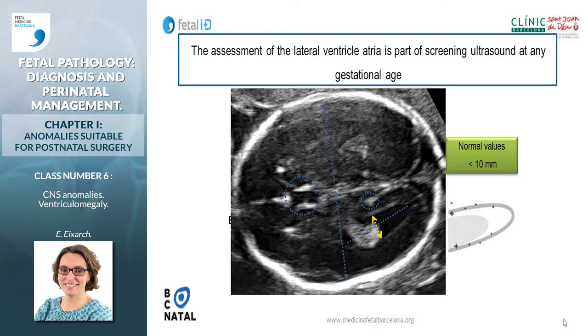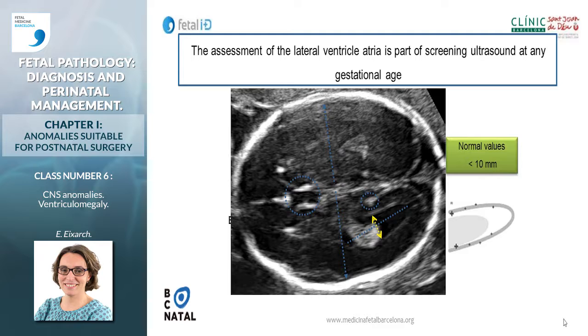To perform its measurement, we should make a transthalamic plane with the lateral ventricles and the reference points, which will be cavum septum pellucidum and the two thalami, being aware of having the two hemispheres in a symmetric way. Once having this transthalamic plane, we should perform the measurement at this level, perpendicular to the axis of the ventricle and at the edge of the choroid plexus.